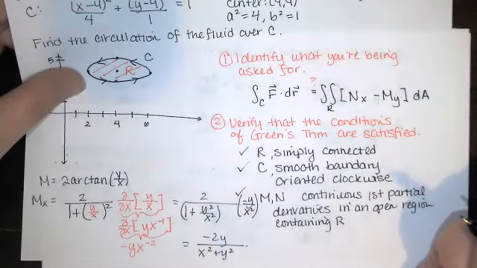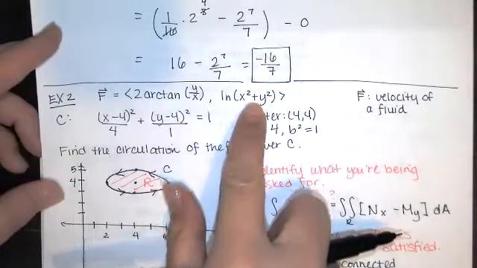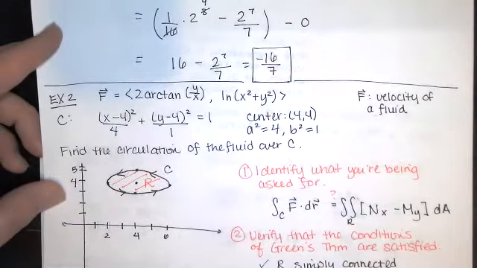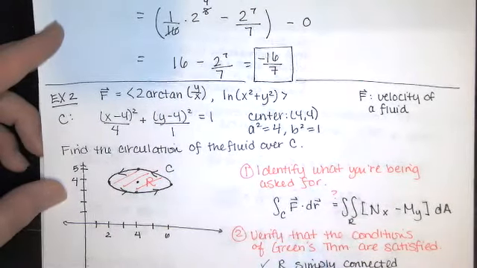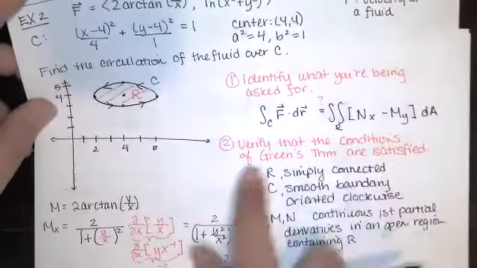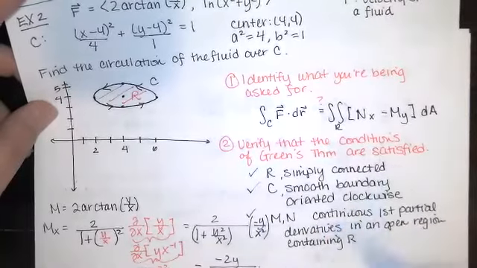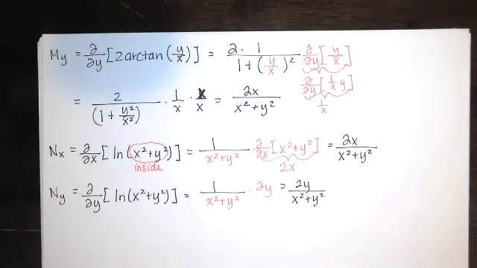But you know what else is satisfied? If this is M and that's N, the field is conservative. So let's check it out. Let's say we didn't notice that, or I didn't. Let's say you didn't notice that. You verified that the conditions of Green's theorem were satisfied, and you said, okay. Then we substitute and we evaluate the integral.